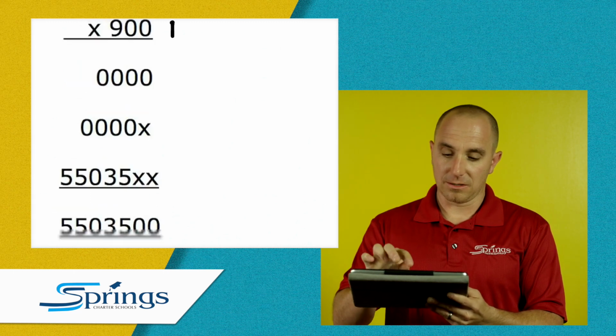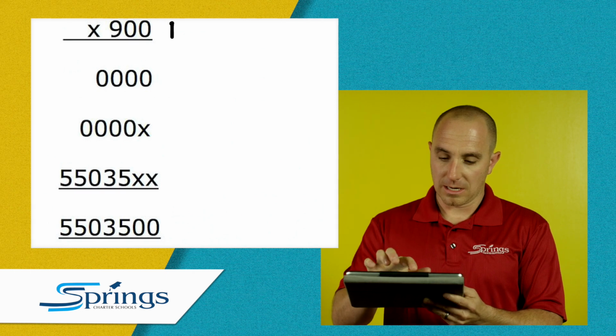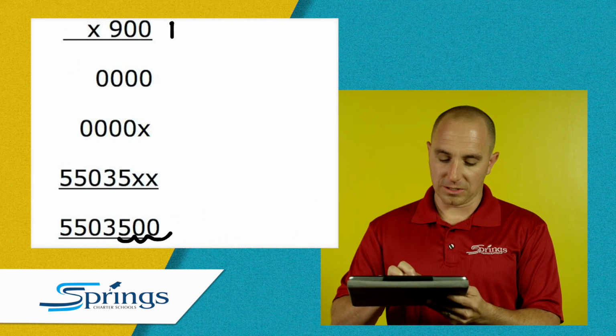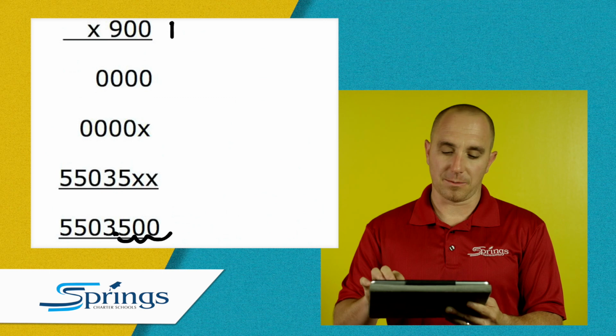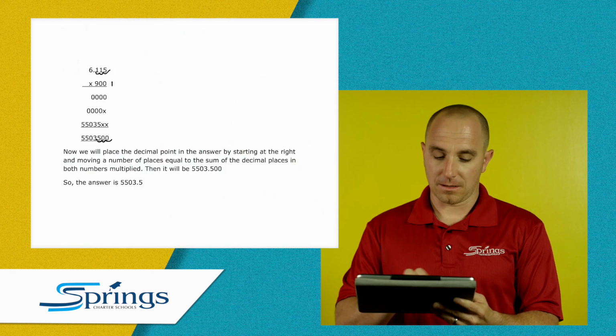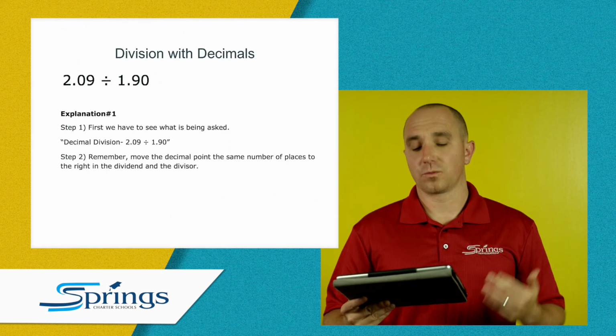And then we're going to slide down. You would do the same here, and it would be 1, 2, 3. So you'd have your decimal point right there based on this example. Okay. All right, let's do a little division with decimals.